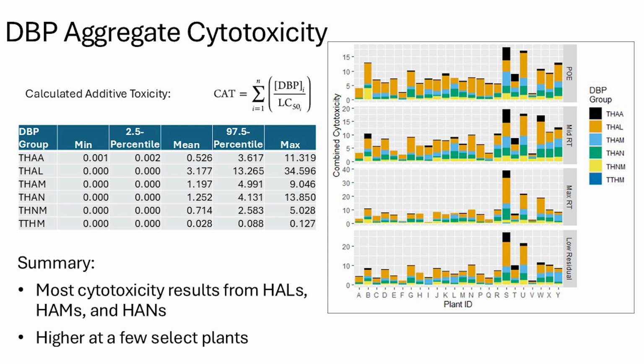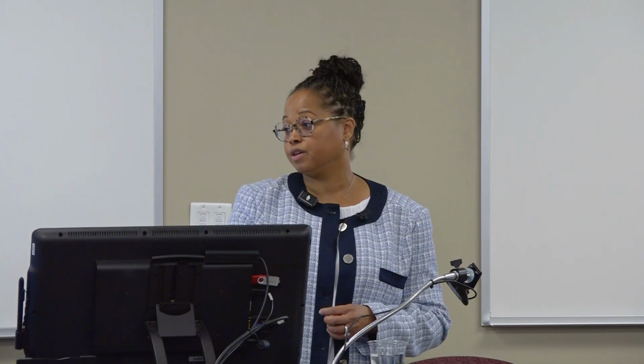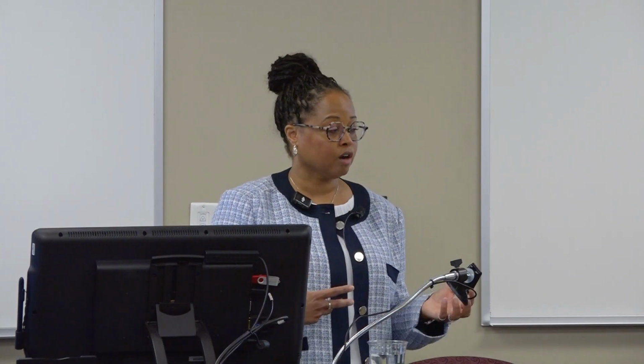So here I'm showing what we found across all of those plants based on cytotoxicity, and what rises to the top are HALs, HAMs, and HANs, not total halomethanes, which are already regulated. And there really were only a few plants where we had much higher numbers.